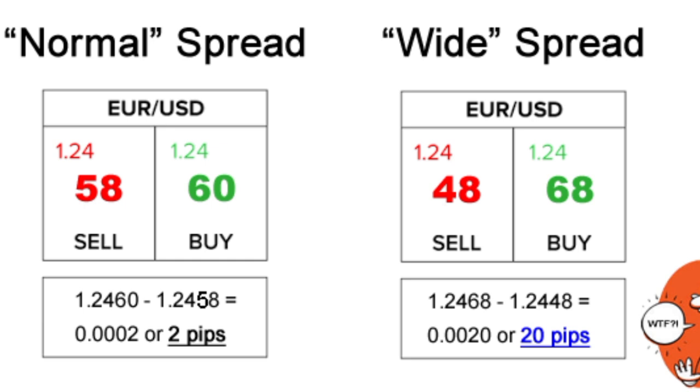We also have the Euro USD. So you can see 1.24, we have 48, and we have 1.24, we have 68. So we have the sell and the buy. If you subtract them now, we have 1.2468 minus 1.2448. If you look at it, the answer is 0.0020 or 20 pips. So the spread, which is 20 pips, is wide. So you can see we have normal spread, we have wide spread. 20 pips, I think, is too much. I doubt if there's any platform that will give you this kind of spread because it's too much.